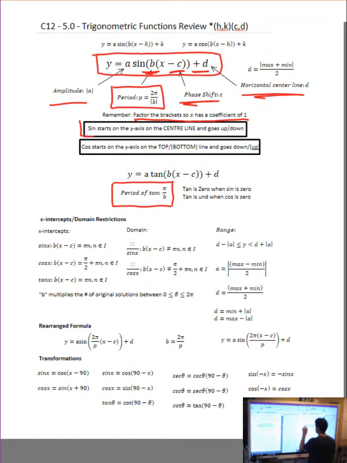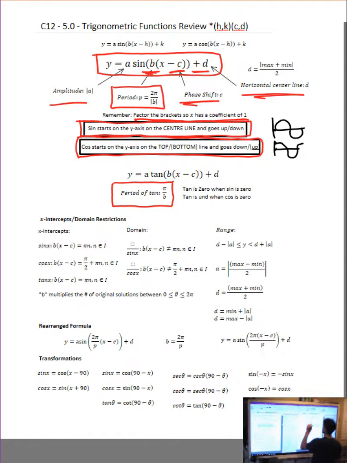And sine starts on the center line and goes up, starts on the y-axis on the center line and goes up or down. And cosine starts on the y-axis on the top or the bottom and goes down or up, respectively. And I'm just going to draw their graphs for fun off to the right, which, you know what, they should be here anyways. Or the flips and the negatives and the vertical reflections and all that.